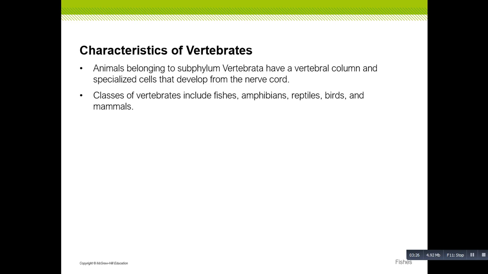There are several classes of vertebrates. Those include fishes, amphibians, reptiles, birds, and mammals. We will cover 3 of these. We're going to cover fishes, reptiles, and birds for this unit.